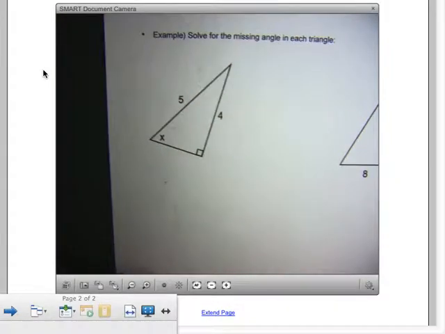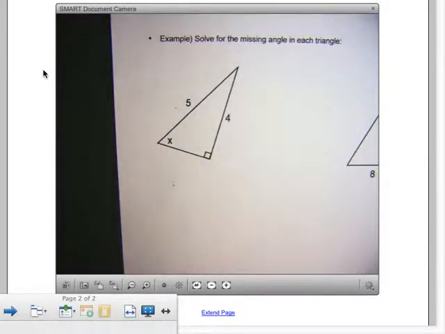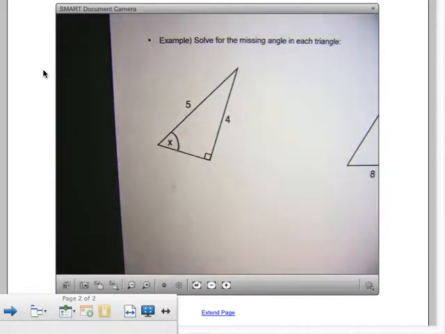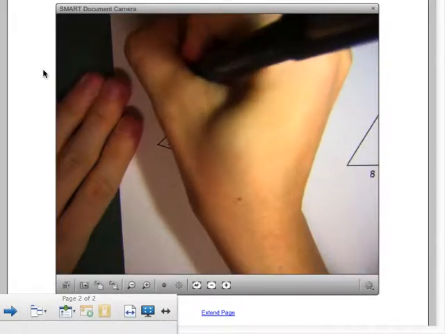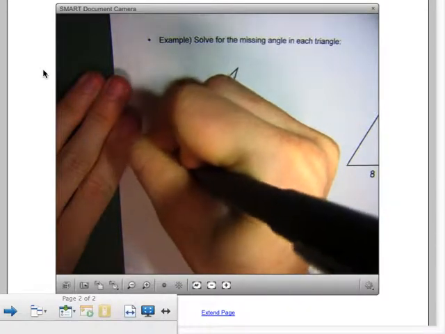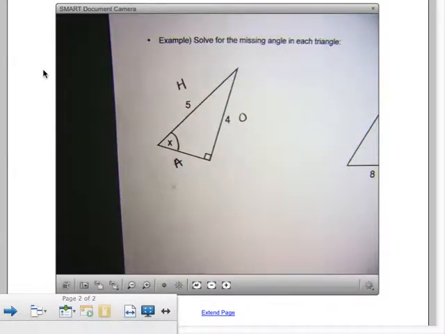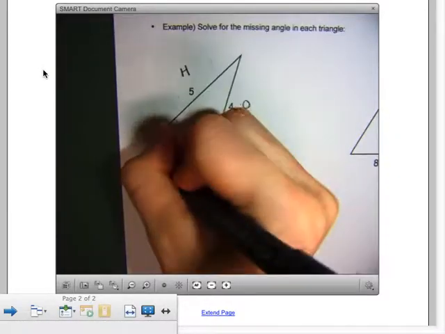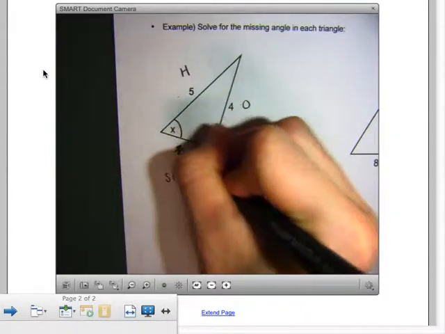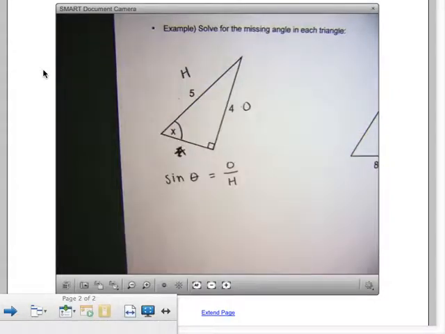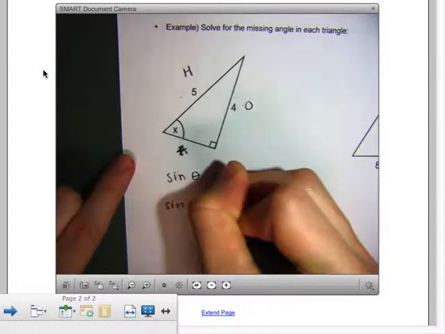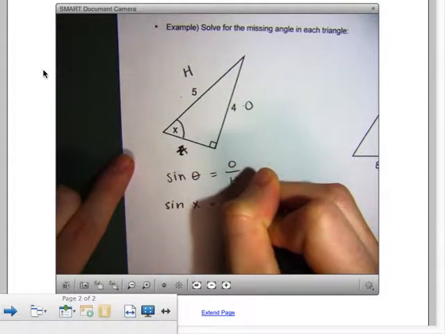Okay, last two examples. Those we were finding missing sides. Now we're going to find the missing angles. So this X right here, that's an angle. I'm going to label my opposite, adjacent, hypotenuse sides. Okay, so I do not have A, I have O and H. So I'm going to use sine. Okay, theta is the angle. So the angle is X, so we have sine of X. O is 4, H is 5.